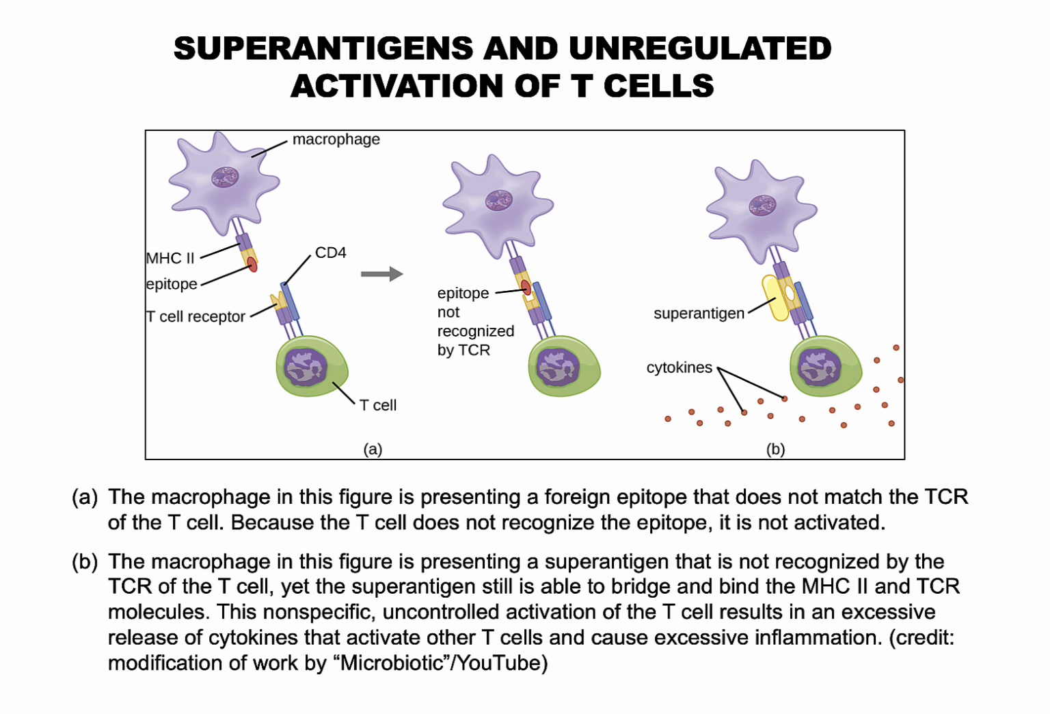The mechanism by which superantigens activate T cells involves their ability to bind to MHC2 molecules on antigen-presenting cells and the variable region of the T cell receptor beta chain. This interaction occurs outside the typical antigen binding cleft of MHC2, allowing for binding of MHC2 and TCR without the need for specific epitope recognition.